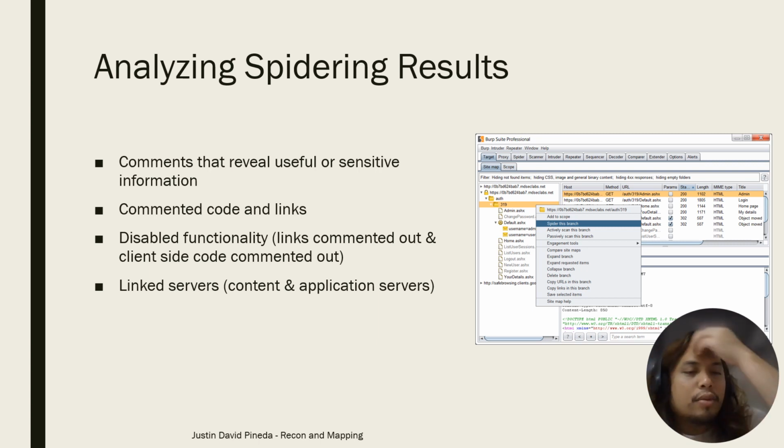Okay, so there are commented-out code links that are supposed to be disabled, but the developer at some point forgot to disable them, right? And then you have disabled functionality, which you may later realize exists. Although it is not enabled in production, there is such functionality that we can leverage later on. And of course, link servers.